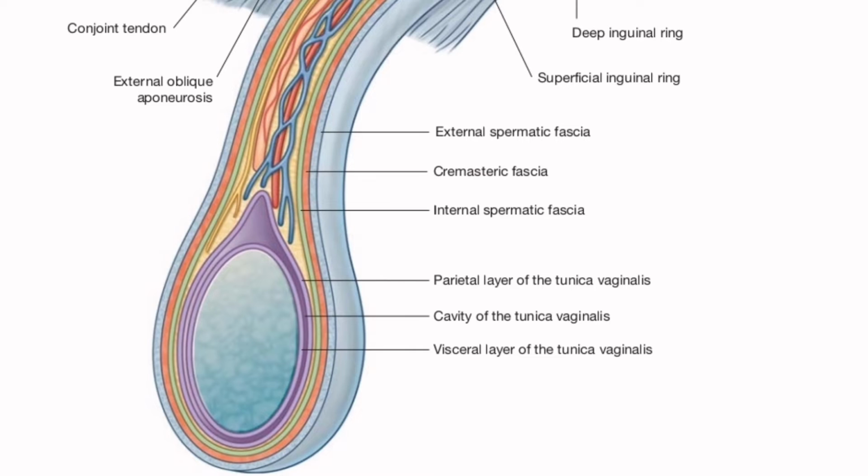But take note of this, the visceral layer of the tunica vaginalis does not completely surround the testis. Remember, there's a portion where the testis attaches posteriorly to the epididymis. That portion has no visceral layer of the tunica vaginalis. Right. So these are the layers that you find when you are dissecting the testis.